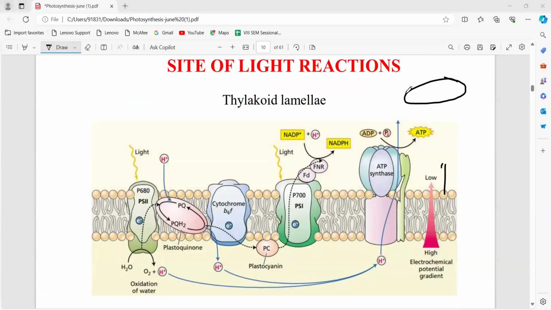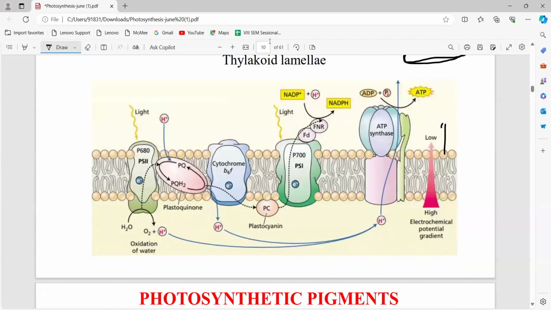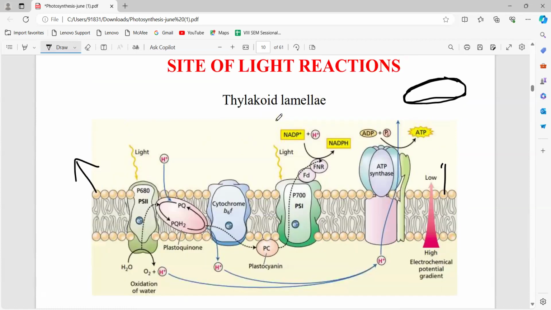thylakoid. Correct? So on the membrane of the thylakoid, the light reactions will be taking place. This is the membrane. This is what you can see is the membrane. On this membrane, the light reactions are taking place. Now the question is very clear. Why?